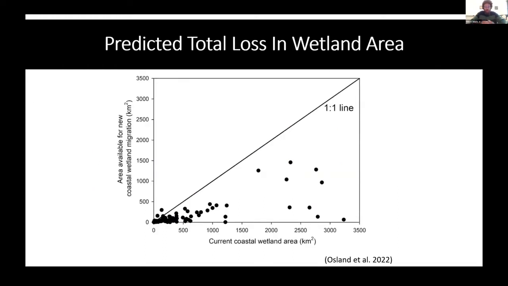So first, the modeling that they did showed that we may lose coastal wetlands overall. So even though there is migration and shifting that will happen, the amount of land that's currently available to hold wetlands is less than the actual amount of coastal wetlands that we have. So that's very concerning overall.